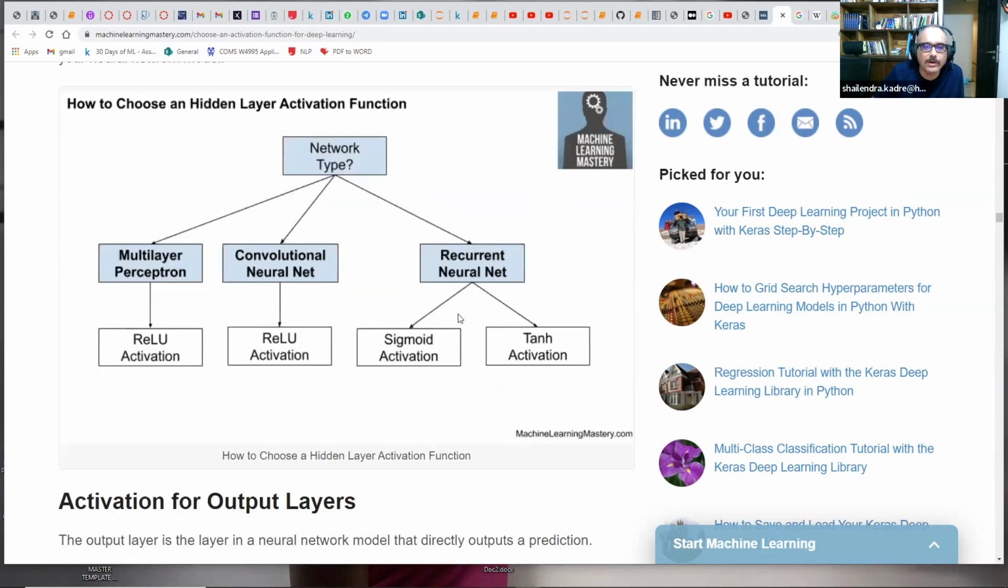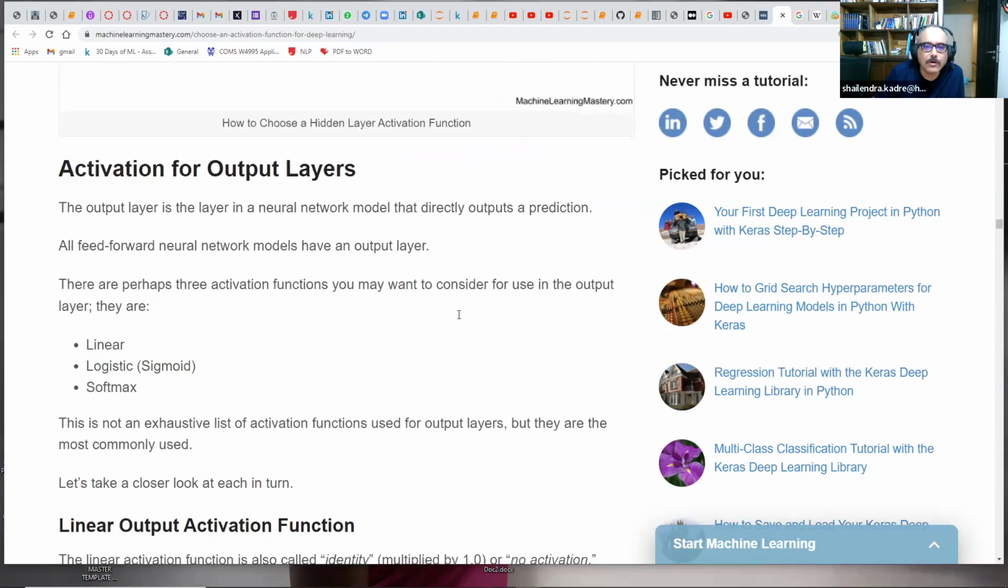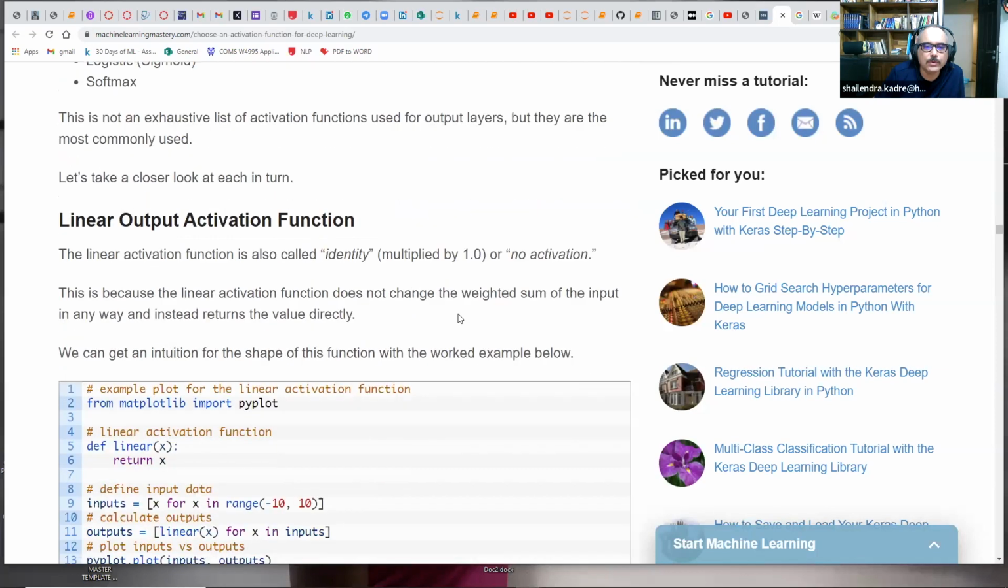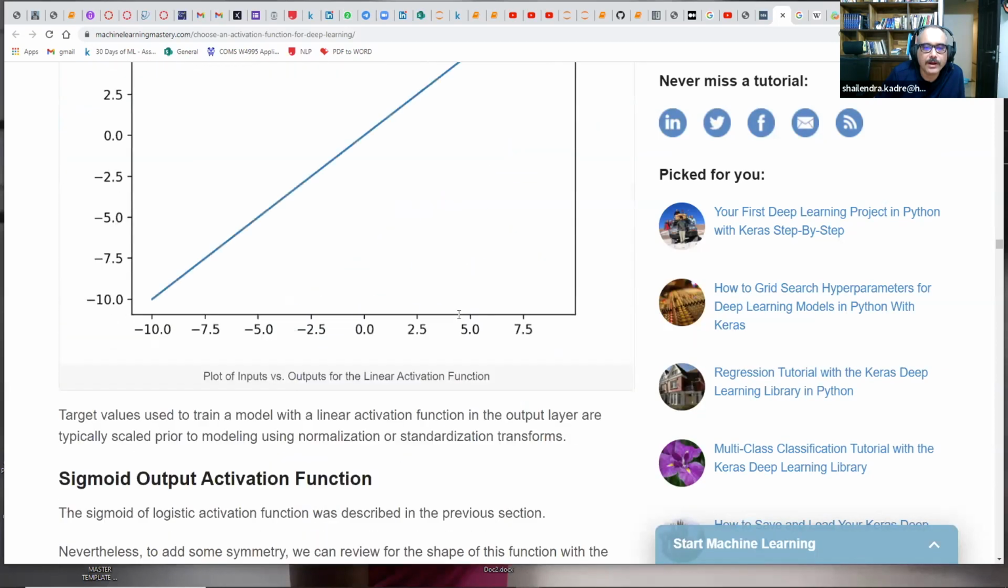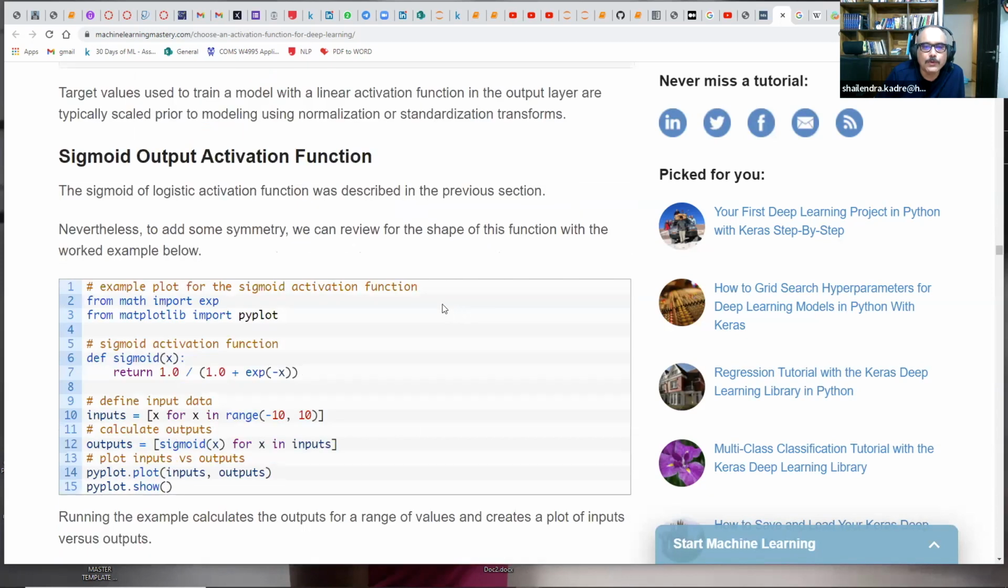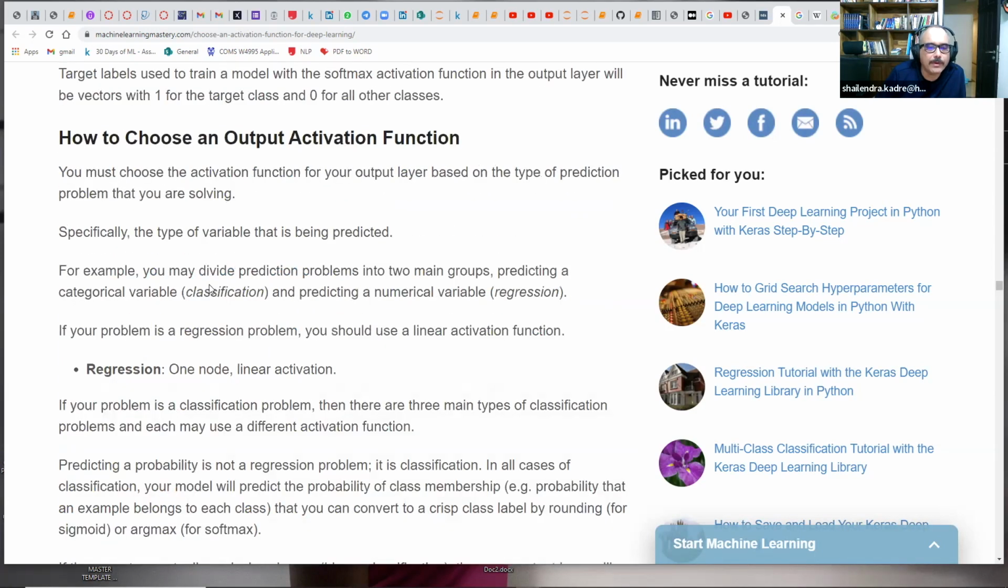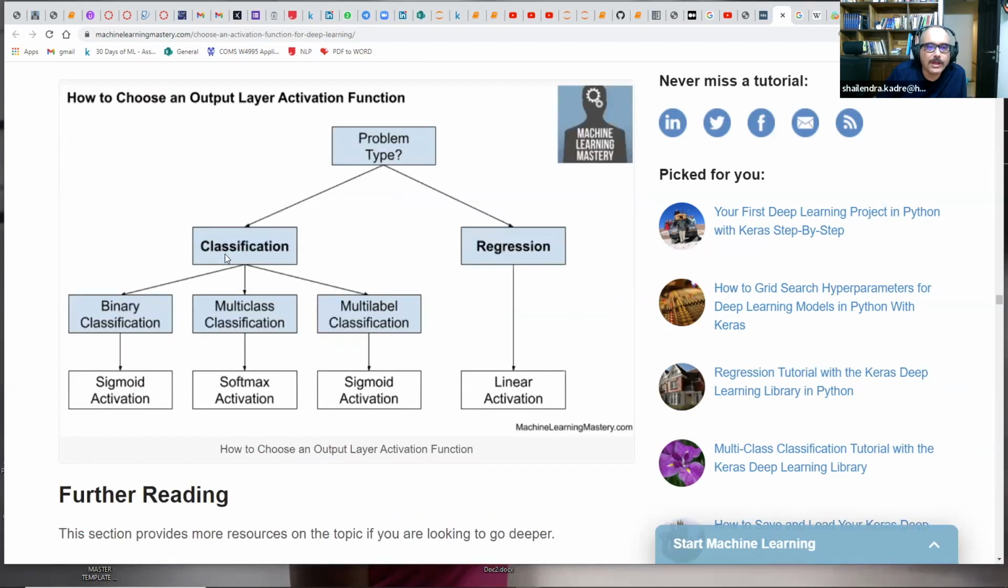Now, I want to tell you a different thing. What about the output layer? For the output layer, the story is different. For classification type of problems in the output layer: binary, I told you we choose sigmoid. Multi-class we choose softmax. Multi-level we choose sigmoid again. And for regression type of problem we choose linear activation.